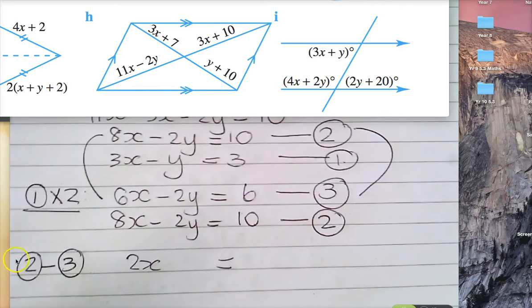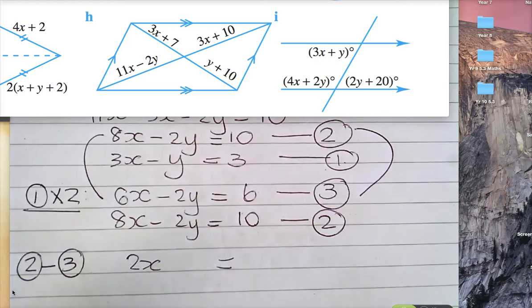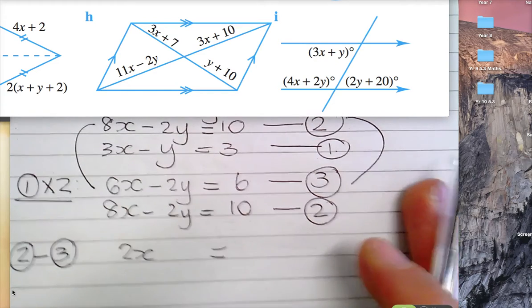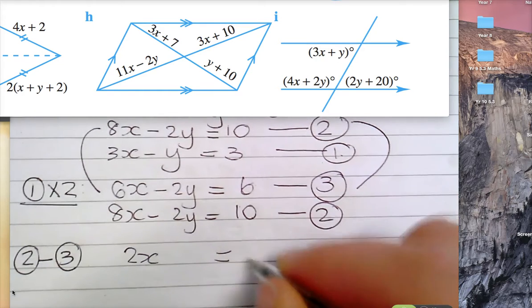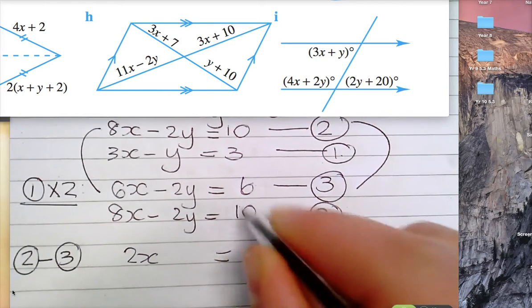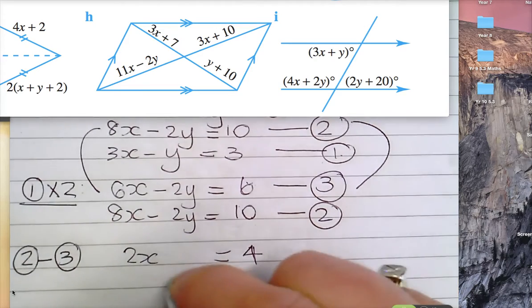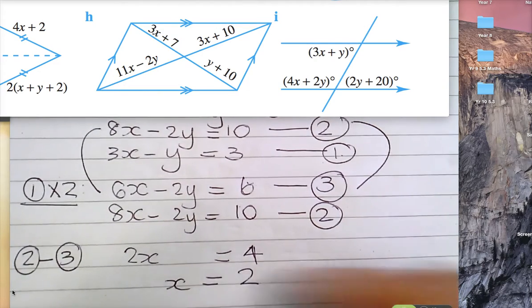What's negative 2y plus negative 2y? It's negative 2y plus 2y is 0. 10 minus 6? 4. So therefore x is 2.